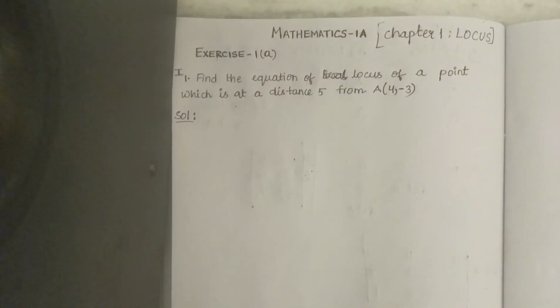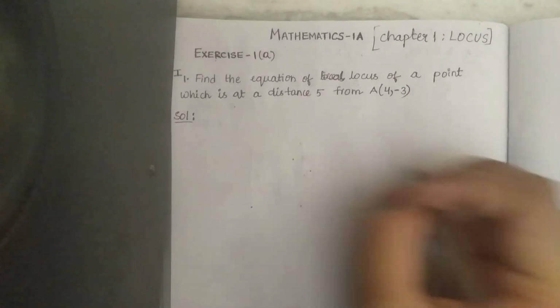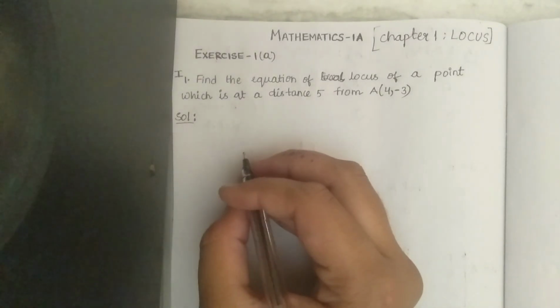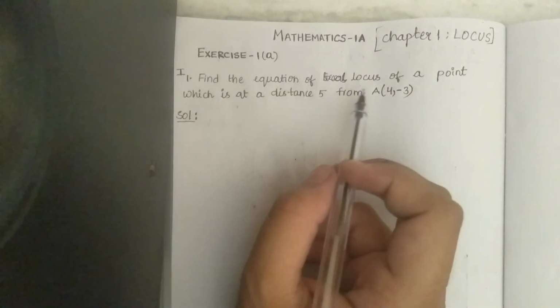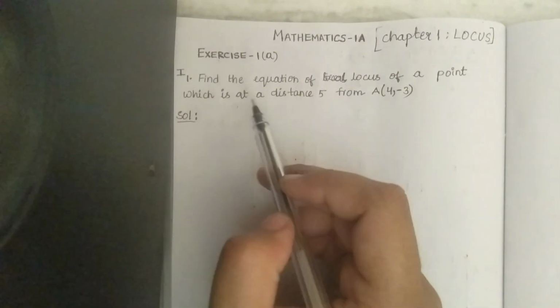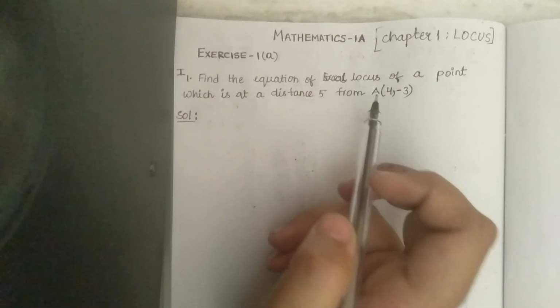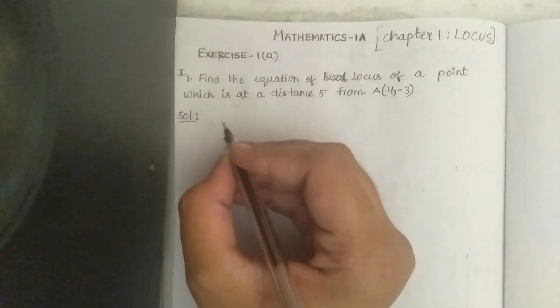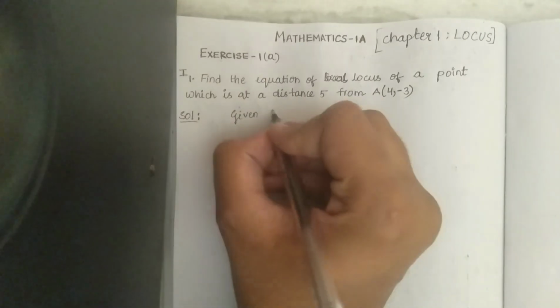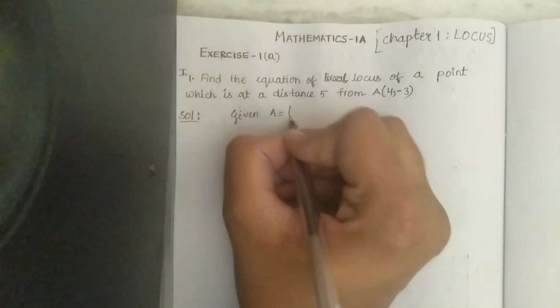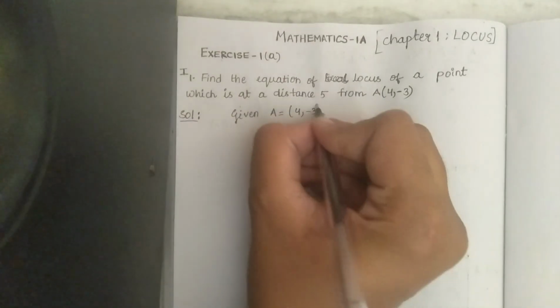Hello everyone, now we are discussing the chapter Locus, and this is the first sum in the exercise. So we will see how to solve this problem. Find the equation of locus of a point which is at a distance 5 from the point. So we have to do the sum like this. Given point A is equal to (4, -3).